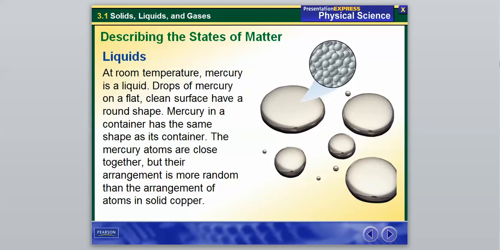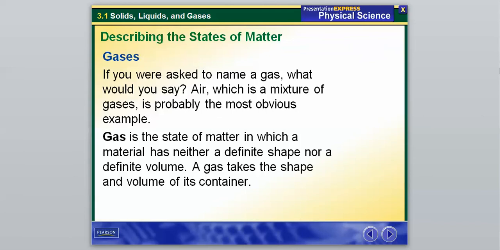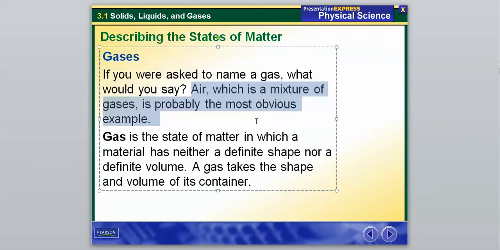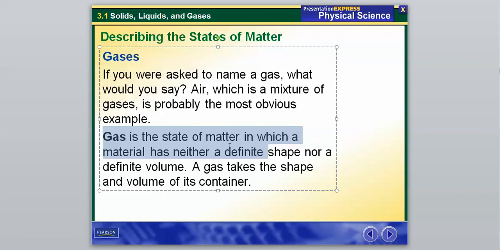So those are our first two states. We have a solid and a liquid. Hopefully you remember that our last one is going to be a gas. So for gases, if you were asked to name a gas, what would you say? Maybe something that comes into everyone's mind right away is air, because that's probably the most obvious example, because we breathe it in every day. And air is not just one particular gas, it's a mixture of many gases. Our definition for gas that you need to write down is that it's the state of matter in which a material has neither a definite shape nor a definite volume.